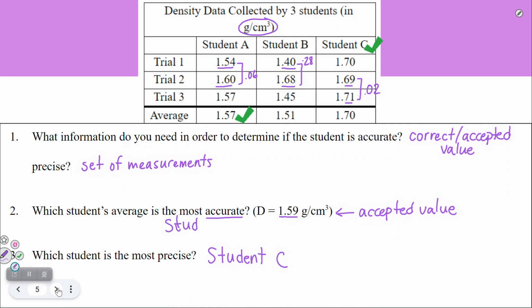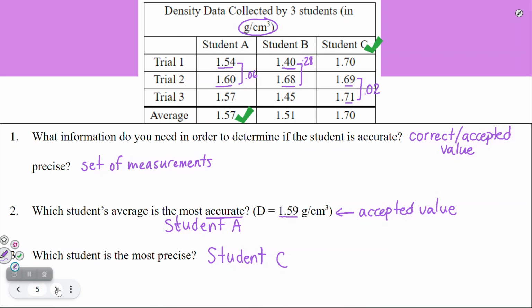Let's write this down here. Student C is most precise because their measurements are the closest to each other, not necessarily close to the accepted value. That's not a criterion for precision. Precision just means, are those measurements close to each other? The closer they are to each other, the more precise they are.